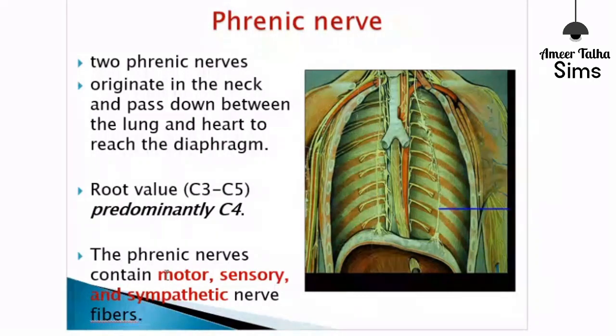The motor supply of the diaphragm is the phrenic nerve, while for the sensory supply, the central part is supplied by the phrenic nerve, while the peripheral part is supplied by the intercostal nerves. What are the functions of the diaphragm?